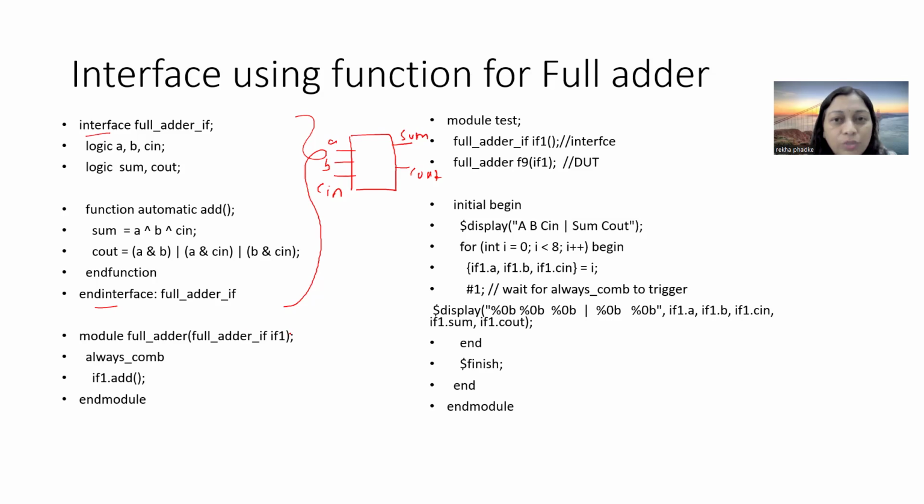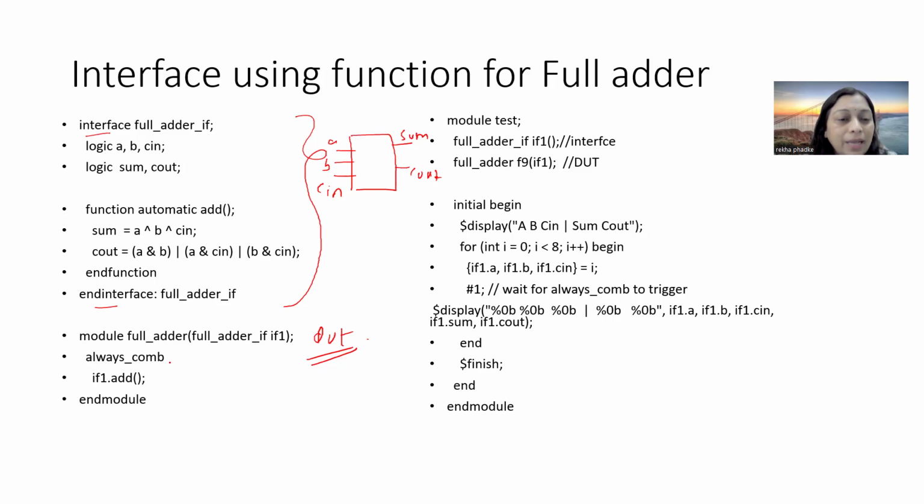We next have to define our DUT. This is the DUT, that is, design under test, which starts with the keyword module and the module name. The module name is full_adder. Now, instead of passing the different inputs and outputs of the full adder, we use the interface, which is nothing but the bundle representing all these components. So we just pass full_adder_if with the instance name of this interface as if1 inside the DUT. That is an argument which is being passed.